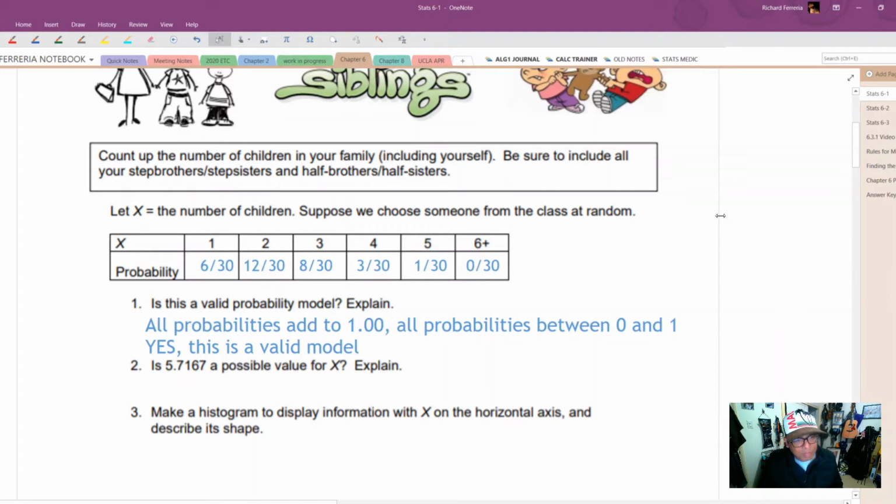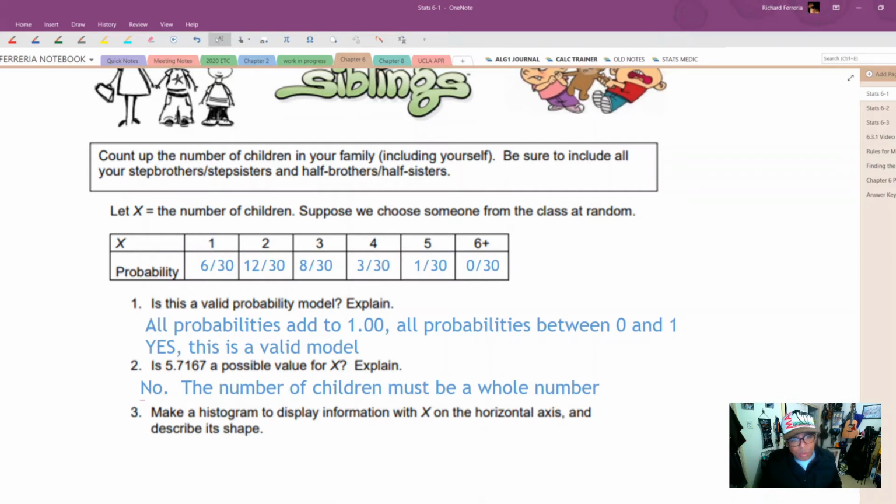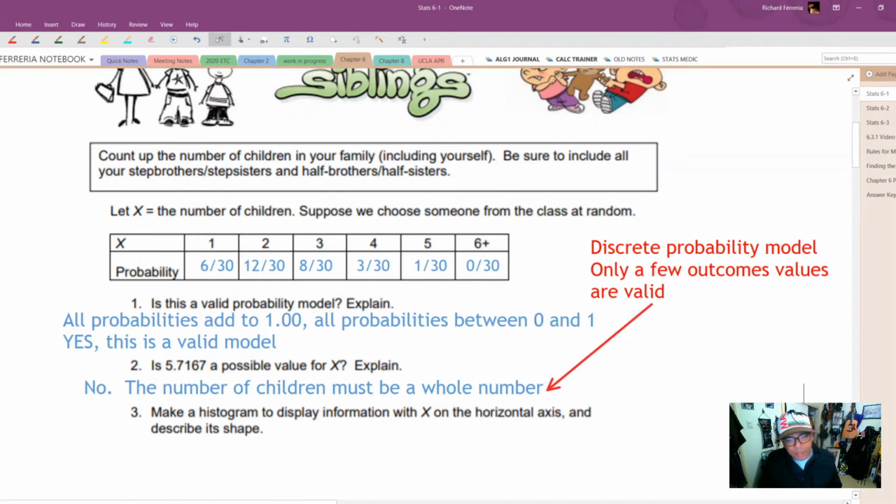Is 5.7167 a possible value for X, and explain? I think that answer is no. The number of children in a family has to be a whole number. And what this brings up is the idea of a discrete probability model. In a discrete probability model, only a few outcomes are valid. So in this case, only outcomes that are integer values are valid in the probability model.